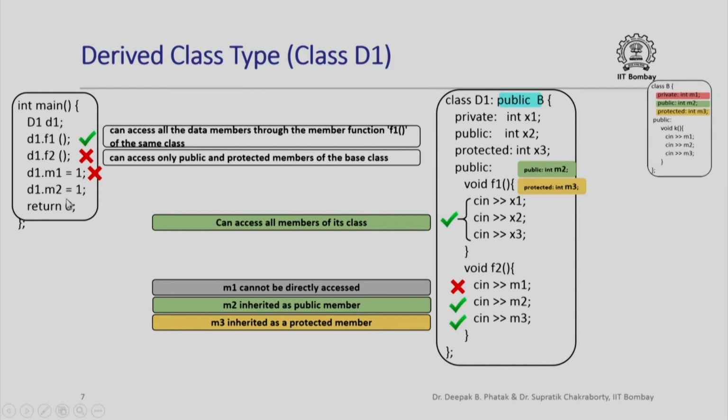What about D1.M2 is assigned 1? That is fine because M2 is a public data member of the base class B. So in the derived class D1, where the mode of derivation is public, it will continue to be a public data member of the derived class D1, and since it is a public data member of the derived class D1, I can access it in the main program.